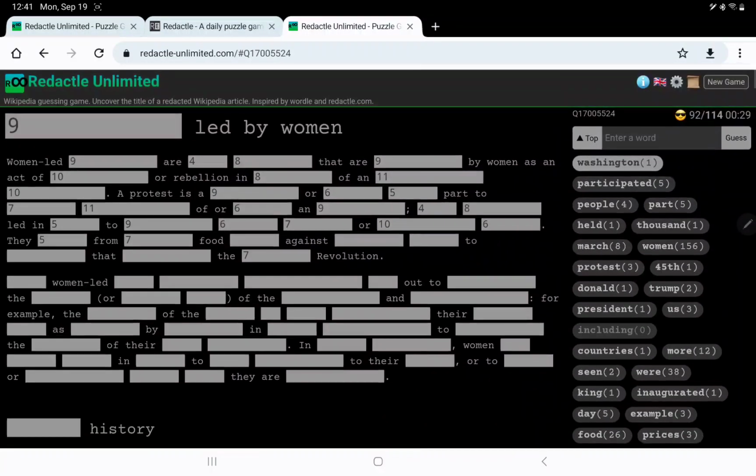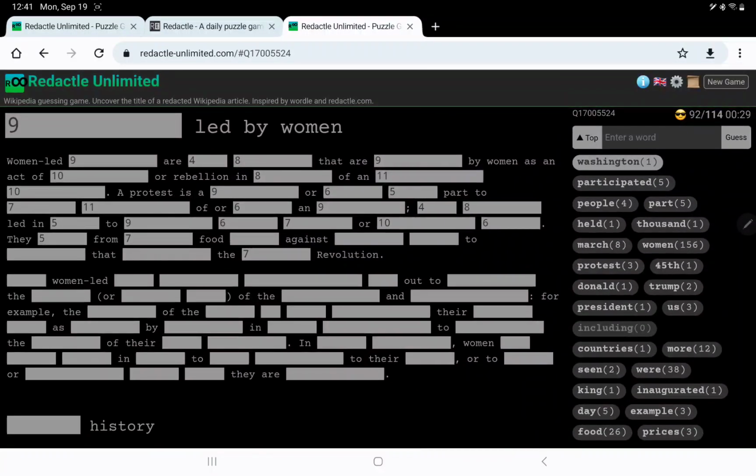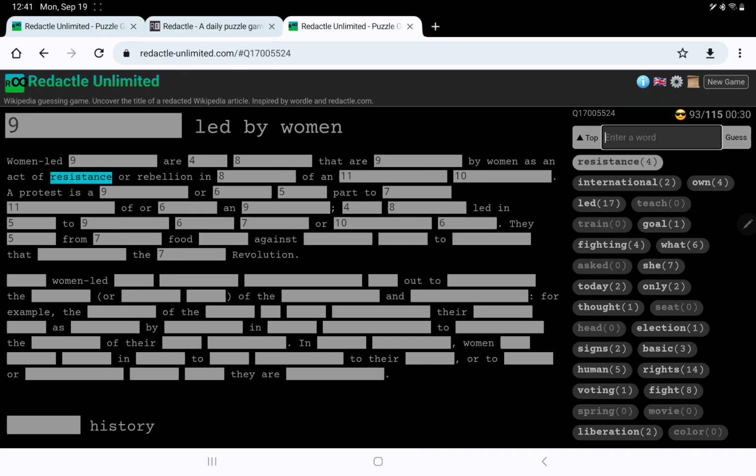I think if we go up to the top, yeah. Oh, okay. So 9 led by women. Women led 9 are 4-8 that are 9 by women as an act of 10 or rebellion. Or maybe resistance. Yes. So what is the 9?